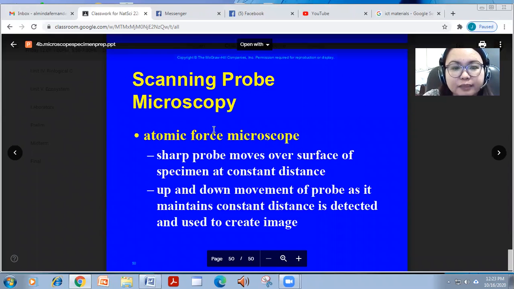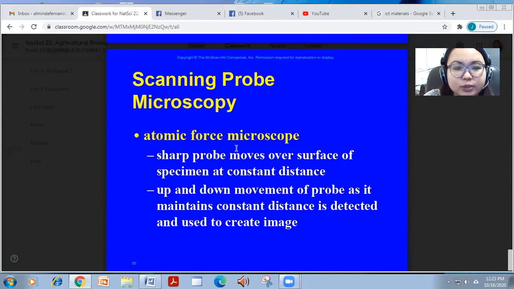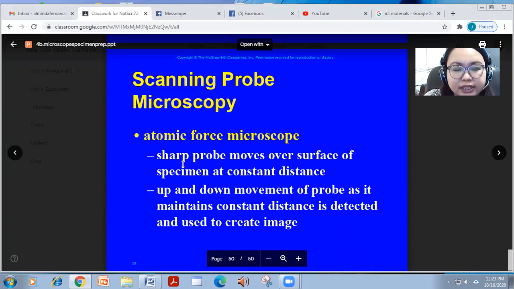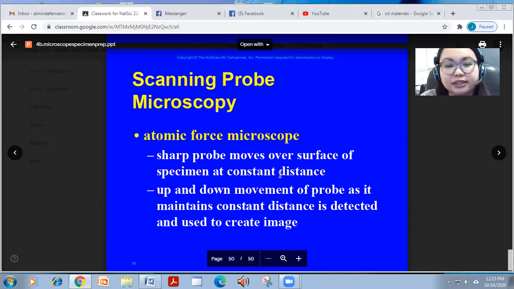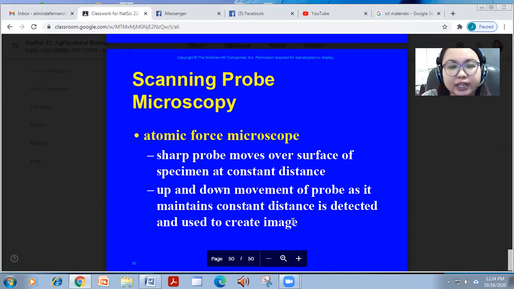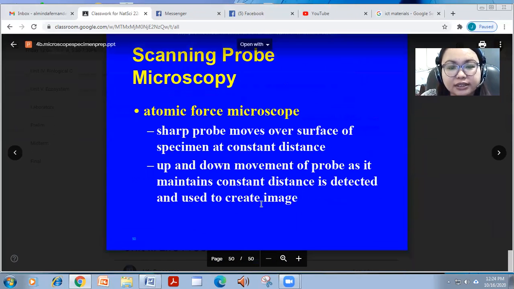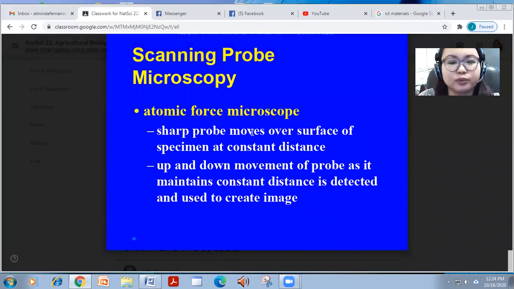And for the scanning probe microscopy, you also use the atomic force microscope. A sharp probe moves over the surface of the specimen at a constant distance. The up and down movement of the probe as it maintains a constant distance is detected and used to create an image. So this one, you use a sharp probe that moves, no?